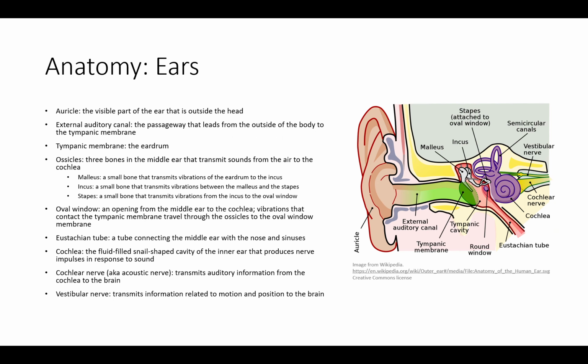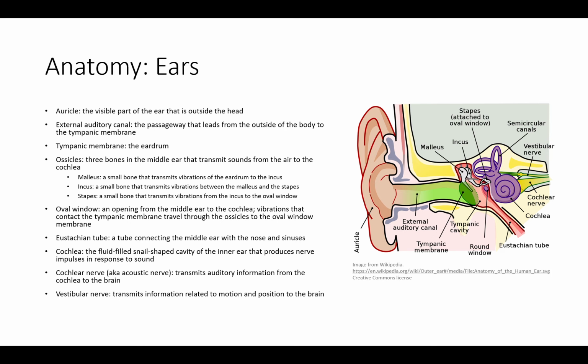Now we'll review ear anatomy. The auricle refers to the visible part of the ear located outside the head. The external auditory canal is the passage that leads from the air outside the body to the tympanic membrane. The tympanic membrane is the eardrum. The ossicles are three bones located in the middle ear which transmit sounds from the air to the cochlea. The ossicles include the malleus, incus, and stapes.